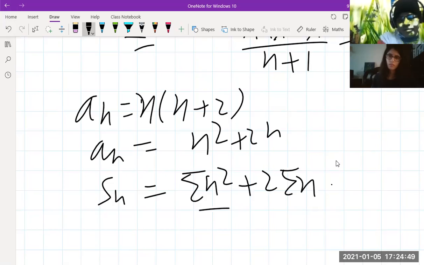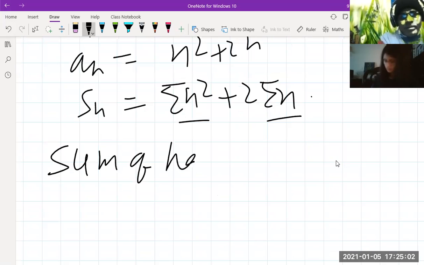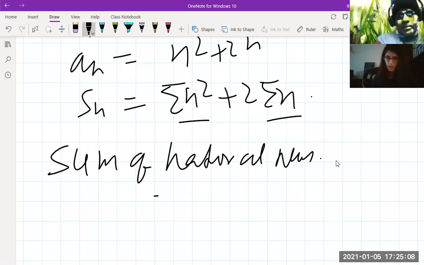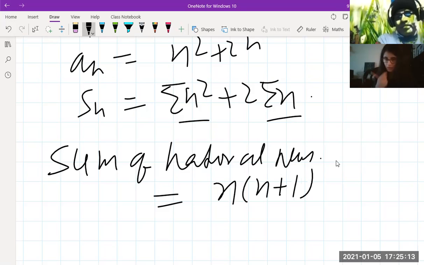For this type of summation, we have certain standard series, like the sum of natural numbers. What is the sum of natural numbers? The sum of all whole numbers that are more than zero. You have to find the sum, so there is a formula for it. Okay.